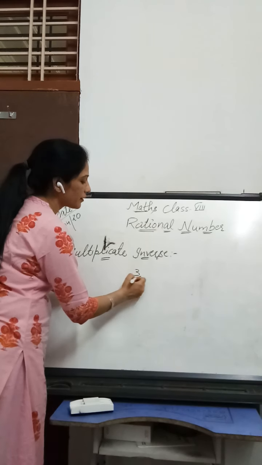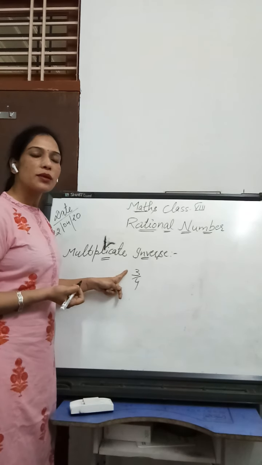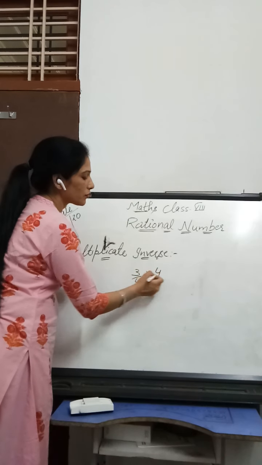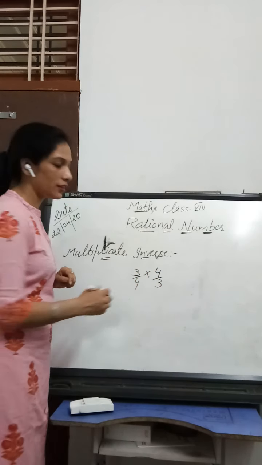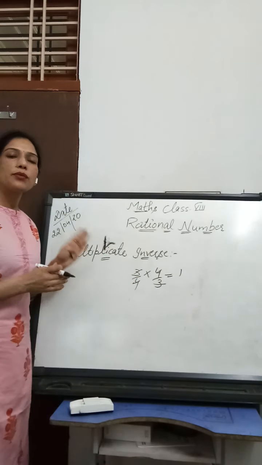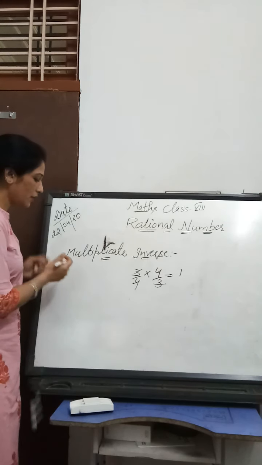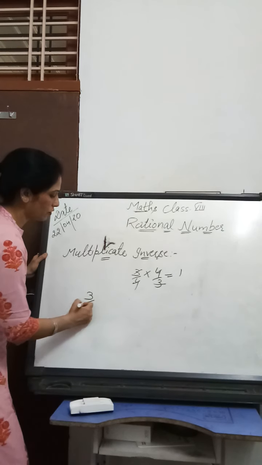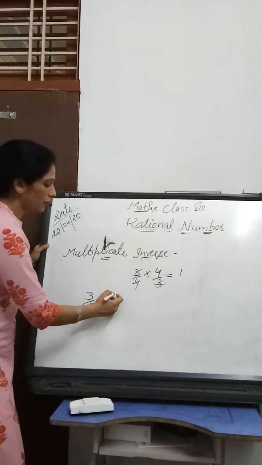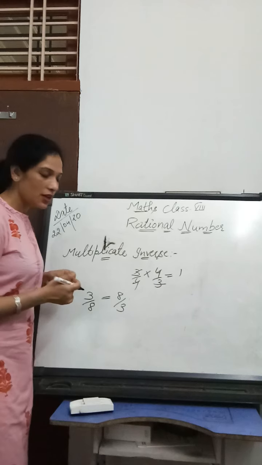For example, here I write 3 by 4. Clear? By which number we have to multiply 3 by 4 for finding the answer 1? I will write over here the reciprocal of 3 by 4 and it is 4 by 3. After cancelling, your answer will be 1. Now you can see the multiplicative inverse is the reciprocal of given rational number. For example, if question is 3 by 8 and you have to write the multiplicative inverse of 3 by 8, so it would be 8 by 3. You just have to write the reciprocal of given rational number.